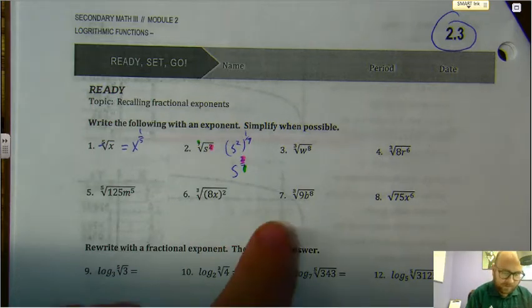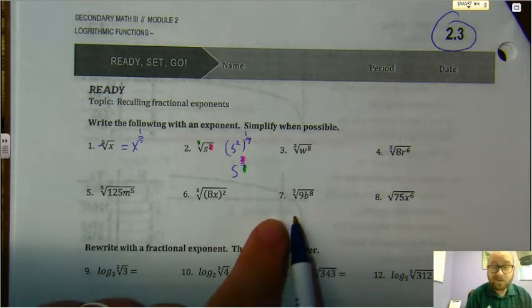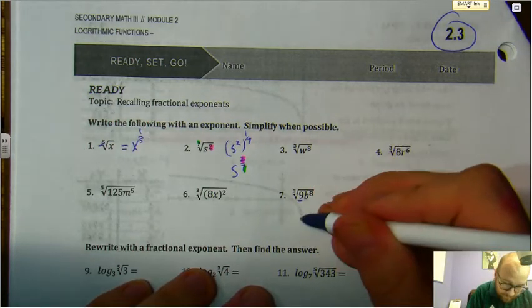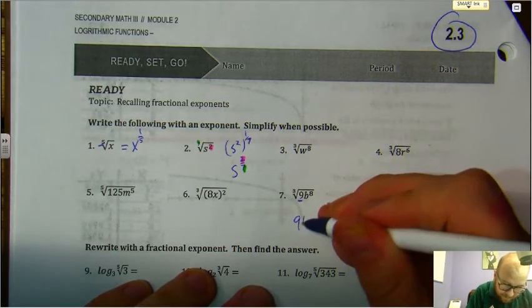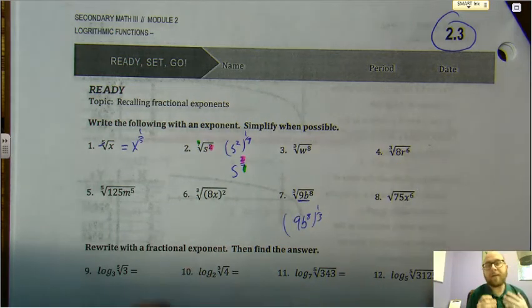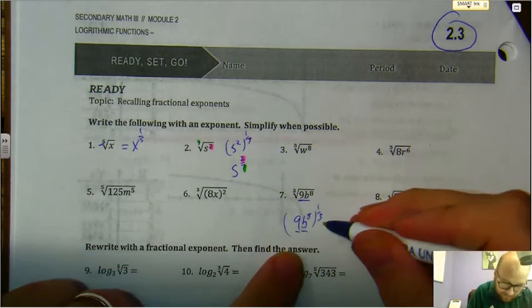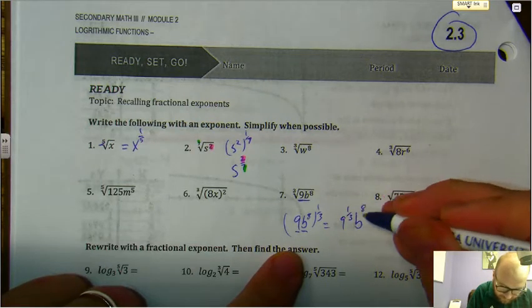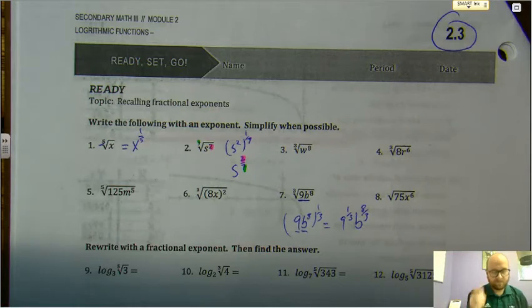For example, let's jump down to a more complicated one like number 7 here. We're taking the 3rd root. So this is going to be 9b to the 8th to the 1/3. And then that 1/3 is going to apply to everything. So it's going to apply to the 9 and the b because they're multiplying together. So that's going to be 9 to the 1/3 b to the 8/3 because those multiply together. Okay, so keep that in mind as well.